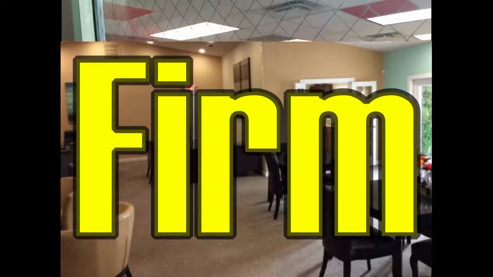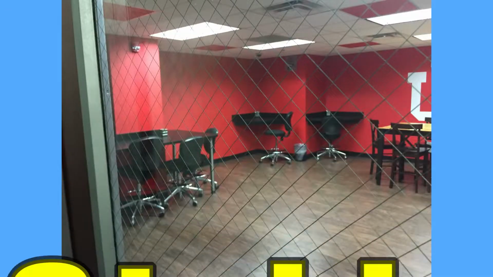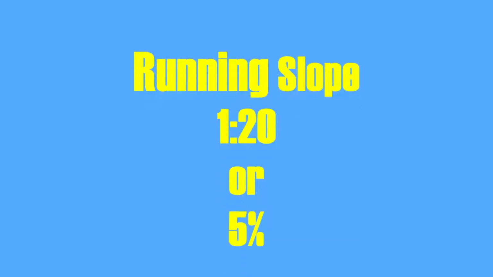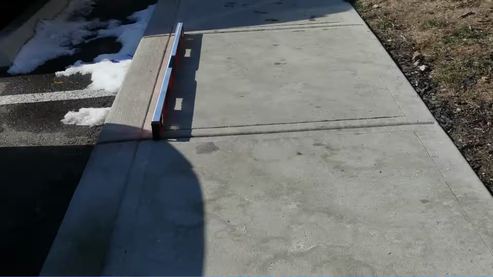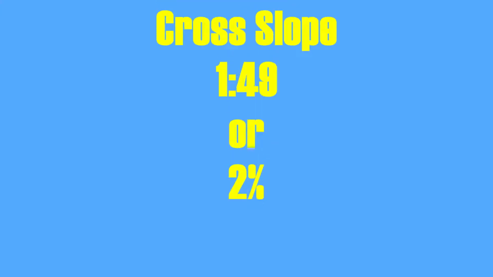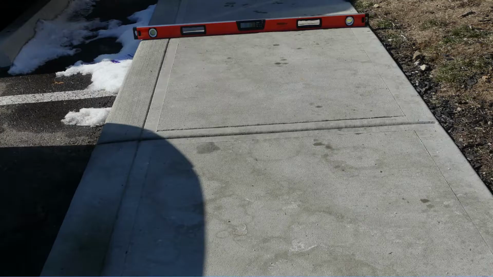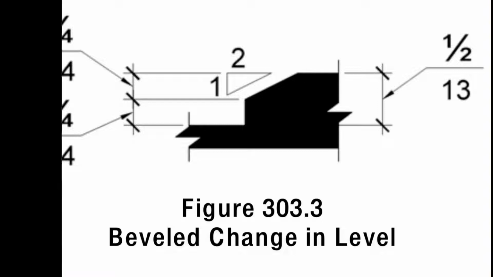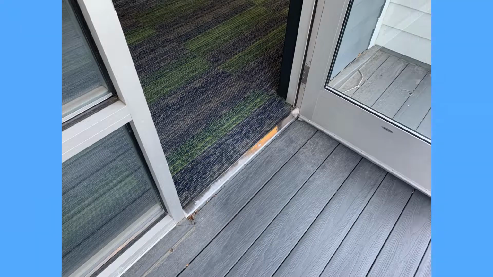The ground and floor surface must be firm, stable, and slip resistant. The running slope cannot exceed 1 in 20 or 5%. Cross slope cannot exceed 1 in 48 or 2%. Vertical changes in level cannot exceed 1/4 inch. Level changes between 1/4 inch and 1/2 inch must be sloped at no greater than 1 in 2. Any change in level over 1/2 inch must be ramped.